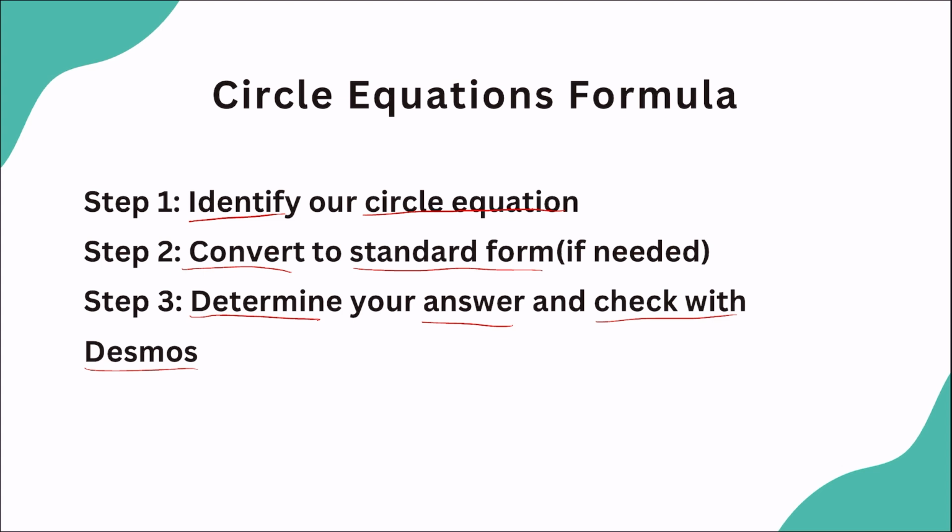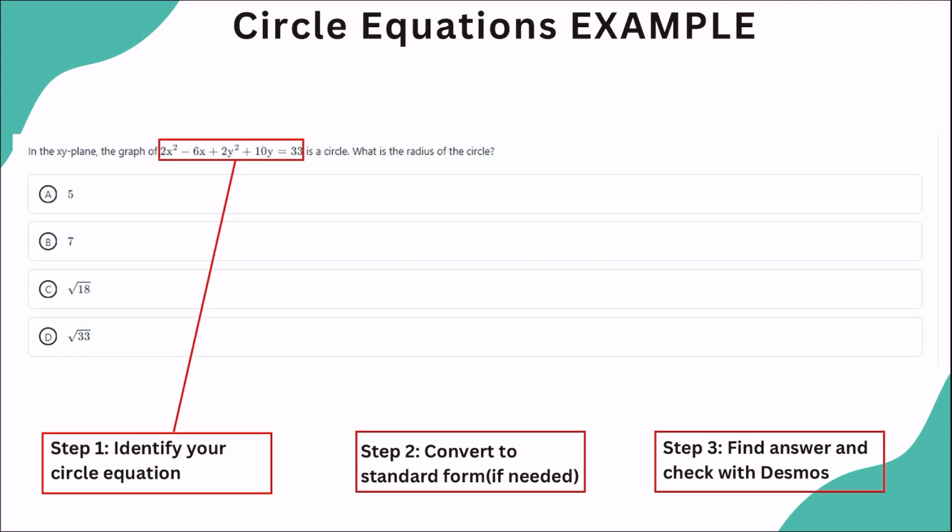Now Desmos is going to be a must-use here. You'll see in a second the math can get a little hairy, but Desmos is going to make it much easier. So our example reads, in the xy plane, the graph of 2x² − 6x + 2y² + 10y = 33. What is the radius of the circle?